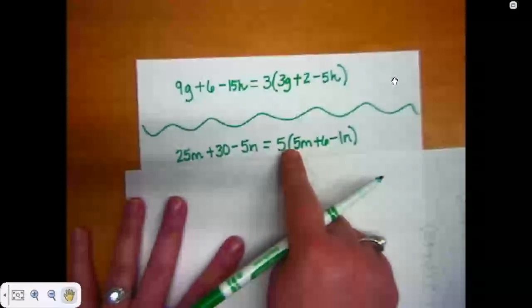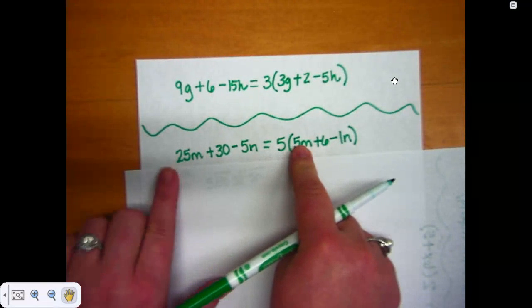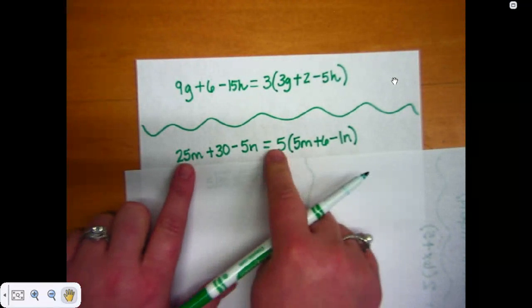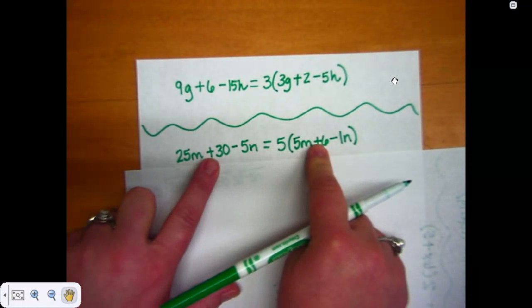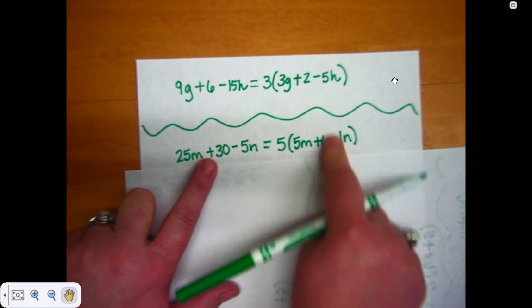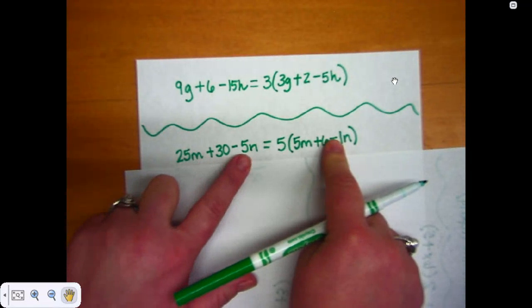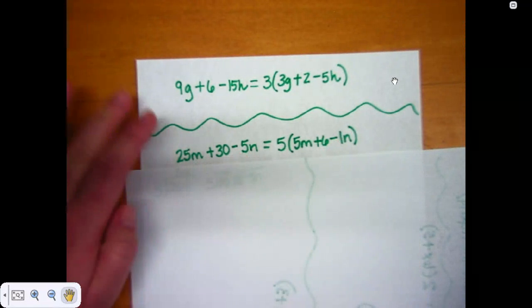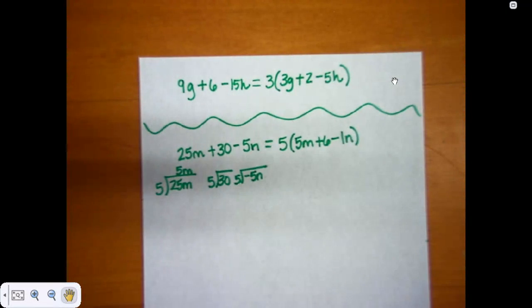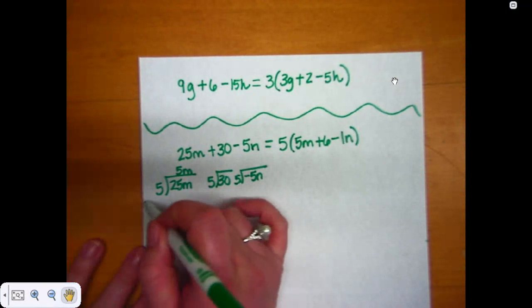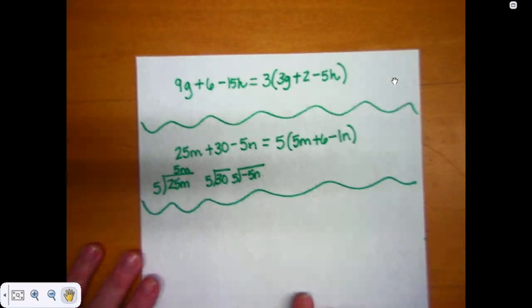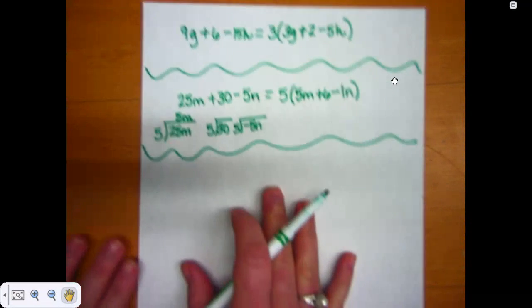So I could go back and check. Is 5 times 5m 25m? Yes. Is 5 times 6 positive 30? Yes. Is 5 times negative 1n negative 5n? Yes. So I know that my answer is correct. Let's try another one.